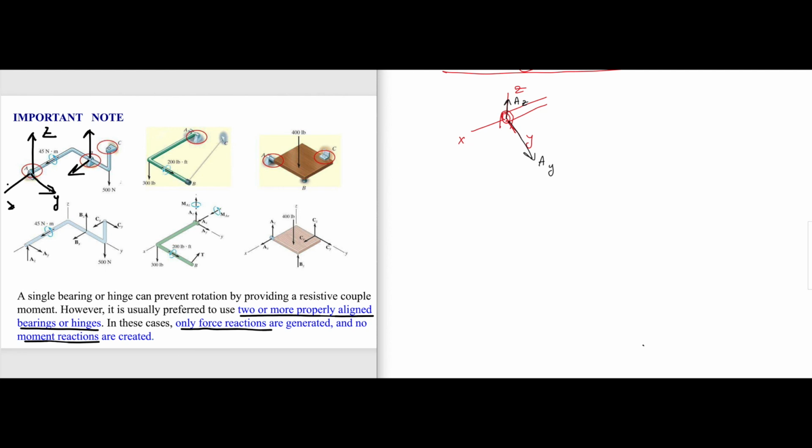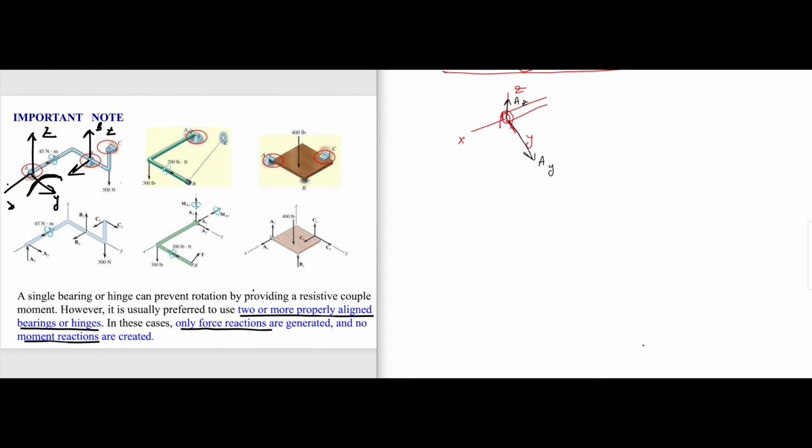Now, what about rotations? What prevents the rod from rotating with respect to the y-axis like that? Not just this journal bearing, Bz. You see this Bz? This reaction prevents the rod from lifting off. That means rather than the moment reaction at A, Bz is what is supporting or causing a moment reaction with respect to A because Bz is acting at a certain distance away from A.